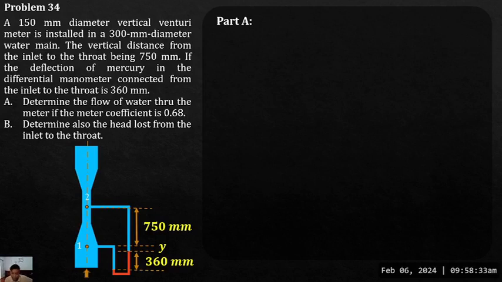Okay, so let's solve. Let's see kung tama yung mga sagot ninyo, no? So for part 1, determine the flow of water through the meter. So given na ngayon yung meter coefficient that is 0.68. So anong klaseng discharge to yung tinatanong? Is this actual or theoretical discharge? What do you think? Actual or theoretical?